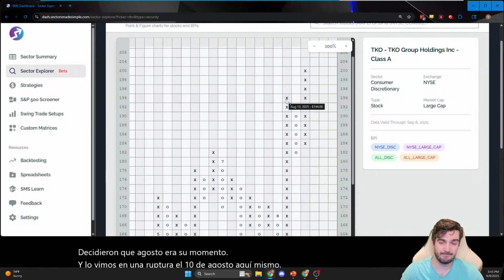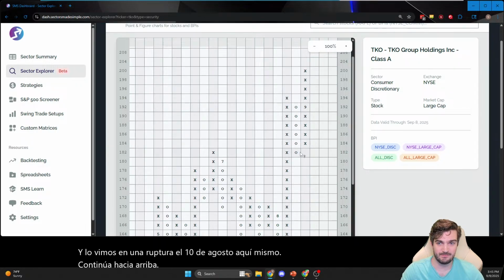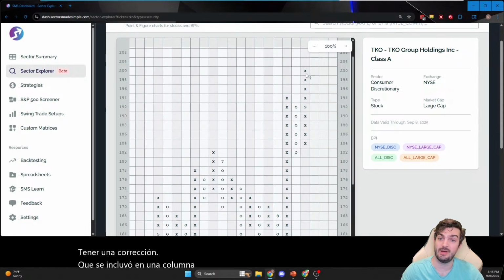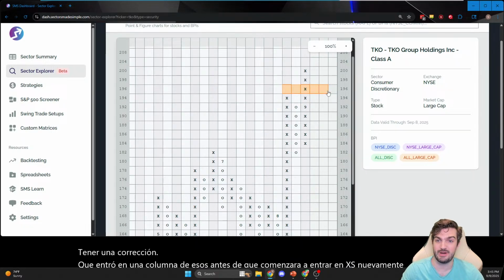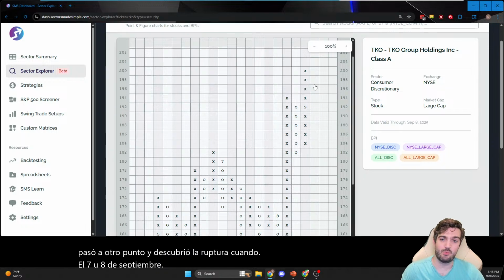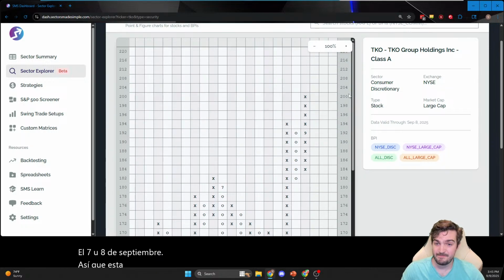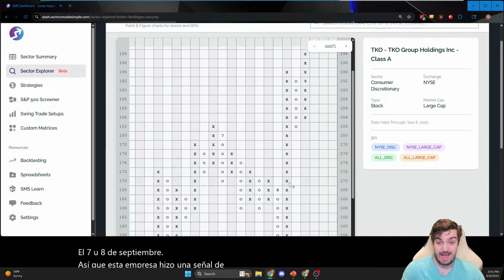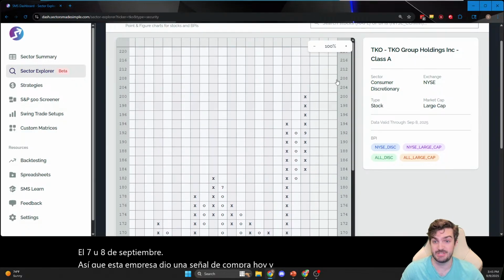Continue up, have a correction, which went into a column of O's, before it started to go into X's again, and went on another point and figure breakout. When? On September 7th or 8th. So this company went on a buy signal today, and its price is actually trending positively over time.